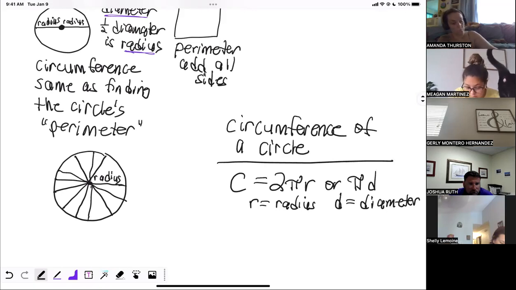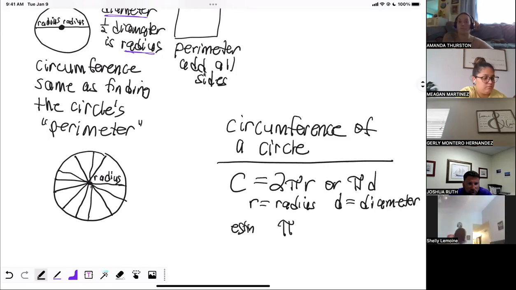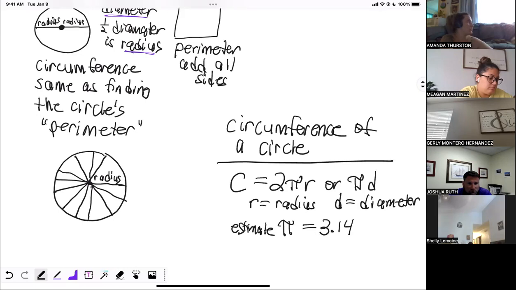Now, in a lot of problems, since pi is an irrational number, I don't know if you know a lot about pi, but it goes on forever and never repeats. It's 3.14 and it goes on forever, right? So since it's an irrational number, a lot of times in math, they'll ask you to estimate pi by using 3.14, which is what we're going to do for these problems. So it's not going to be an exact answer because we're not using pi, but we're using an approximation of pi, 3.14.